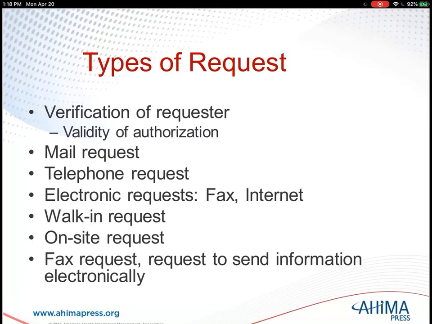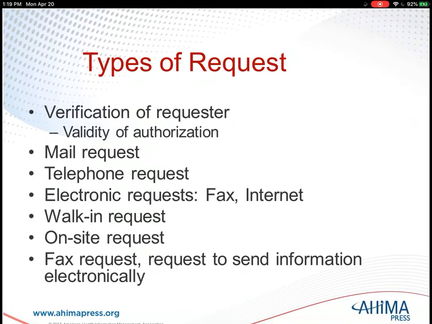All right, let's talk about the different types of requests that you can receive. Requests for access, use, and disclosure or release of information commonly occur through mail, the telephone, or the physical presence of the requester. This could be either an unannounced walk-in or a prearranged on-site request. They've requested to come in and review the chart. Requests may also be received electronically via fax or email. In addition, a requester may ask that information be faxed or emailed to a given location or sent electronically via a given website.